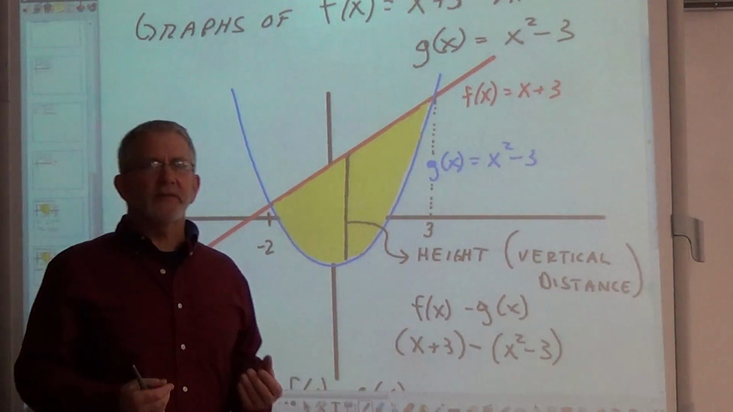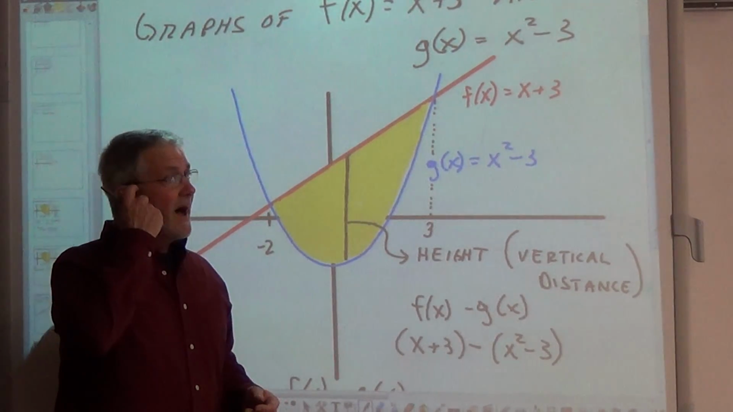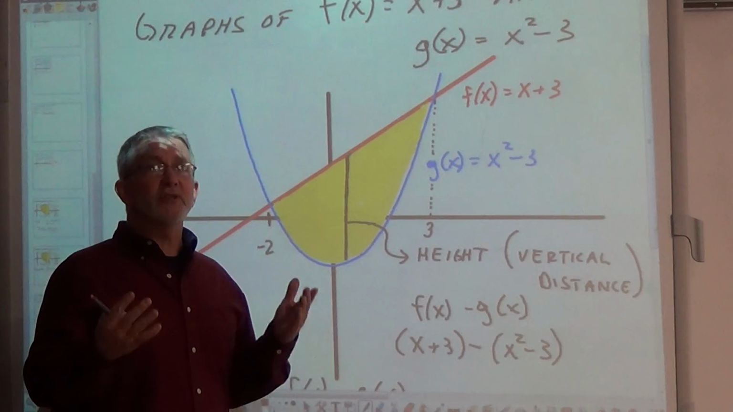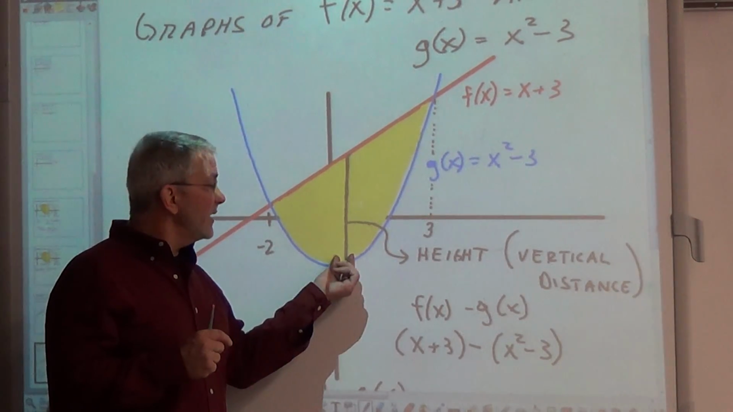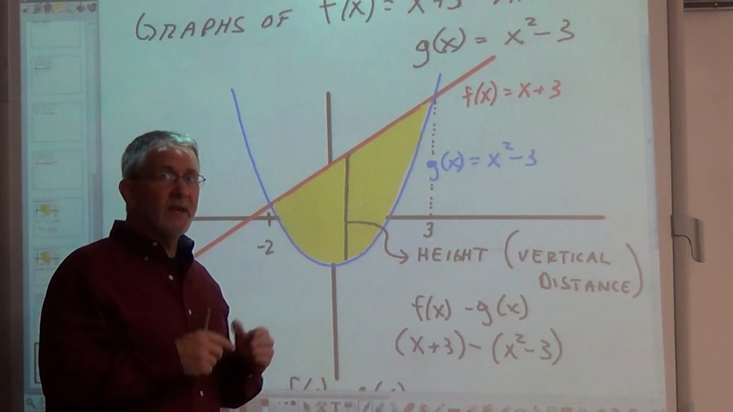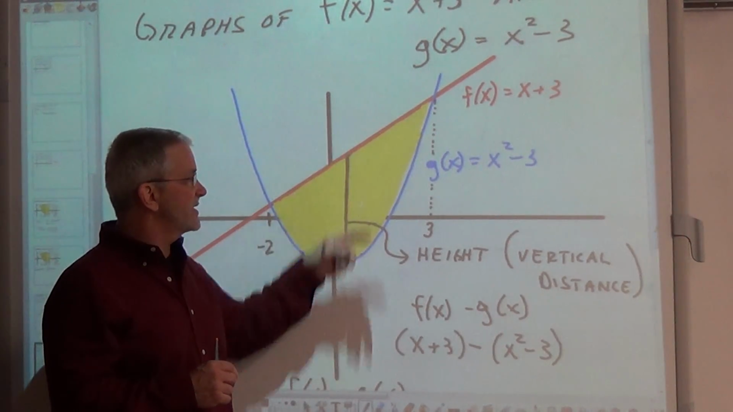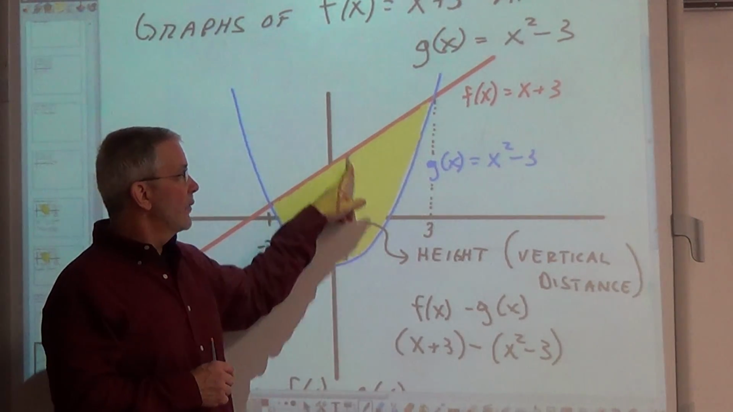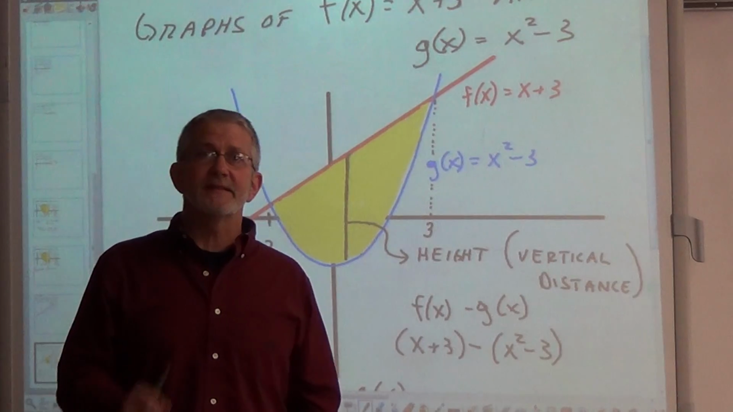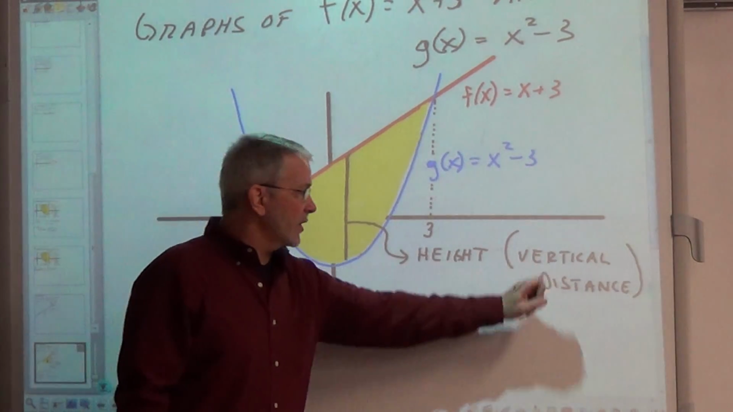Some teachers like to sketch a rectangle. I, on the other hand, would suggest to you just sketch one height of a little itty bitty skinny rectangle, because all we really need to find is this vertical distance. And what is that vertical distance? What is any vertical distance? It's the top minus the bottom. The height, which is a vertical distance.